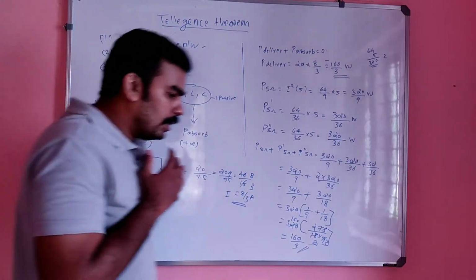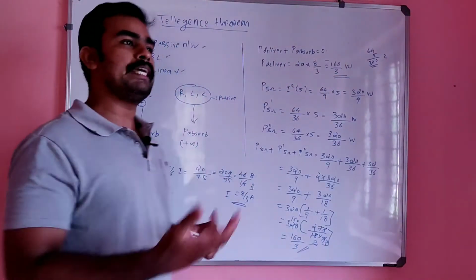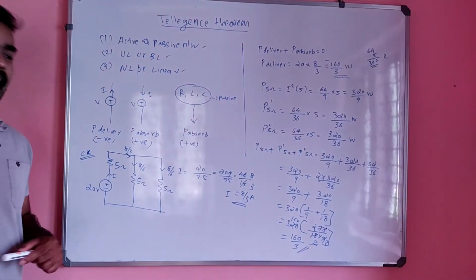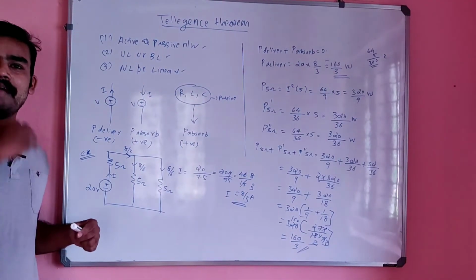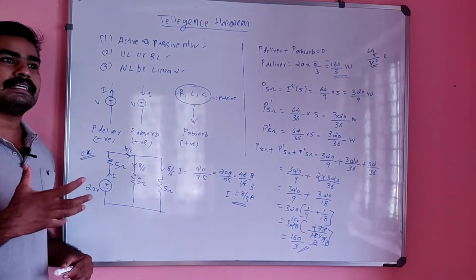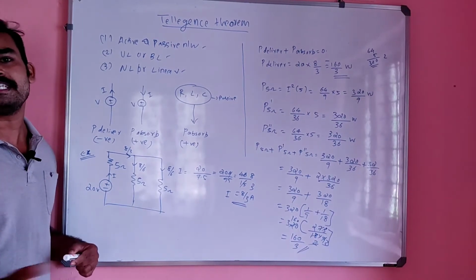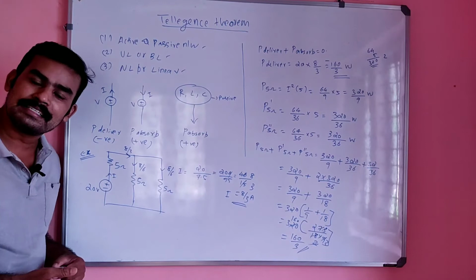The peculiarity or speciality of the theorem is that it is applicable for linear, non-linear, active, passive, unilateral and bilateral circuits. Every circuit it can be applied to, because it follows, in an indirect manner, the energy conservation principle, and the energy conservation principle can be applied everywhere.